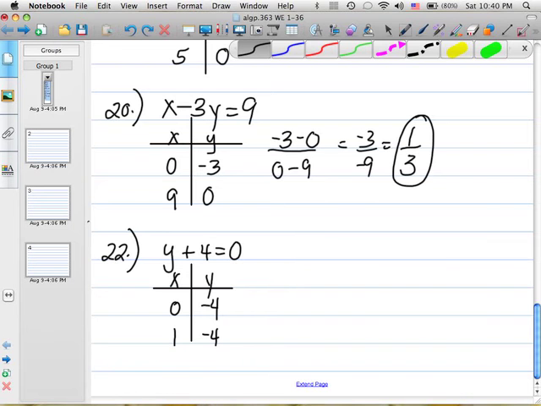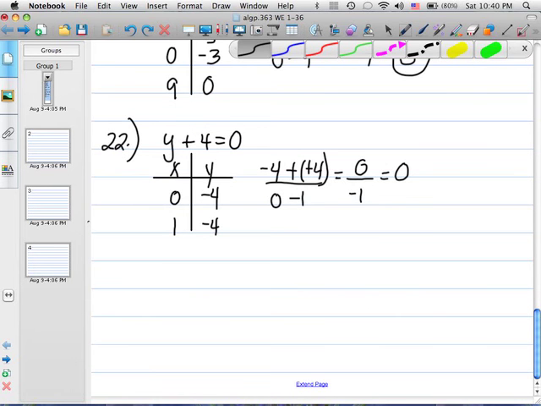So the change in y would be -4 minus the -4 over 0 minus 1, which comes out 0 over -1, which is 0. So our slope is 0. So horizontal line going through -4 on the y-axis, where y is -4. Number 24. We have 3x minus 5 equals 0.